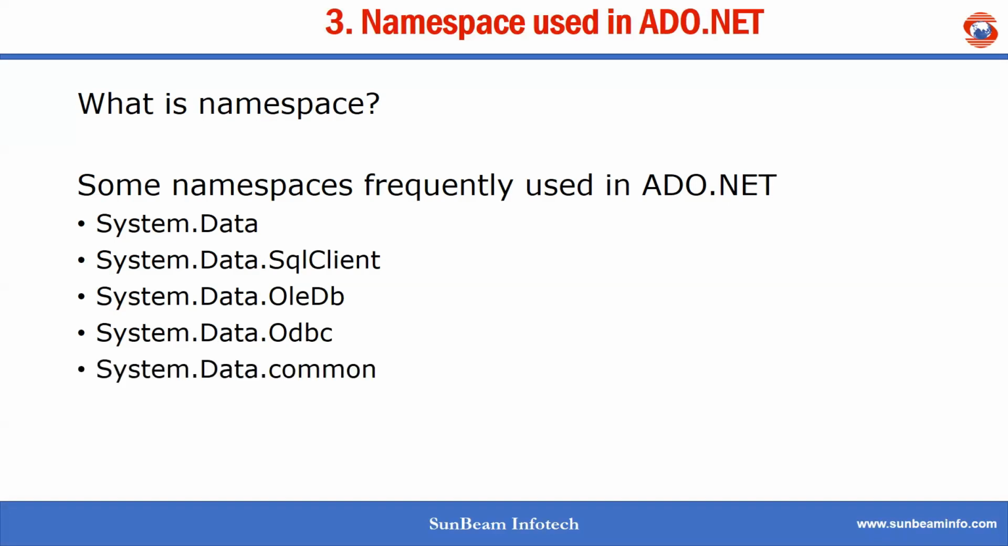Now, next one is System.Data.Common. This namespace provides classes that are common to all data providers in ADO.NET. It includes classes such as DbConnection, DbCommand, DbDataReader, and DbDataAdapter. This namespace contains a wide range of classes that developers can use to work with data in their applications. By using these classes, developers can easily connect to a database, execute queries, and retrieve and update the data.